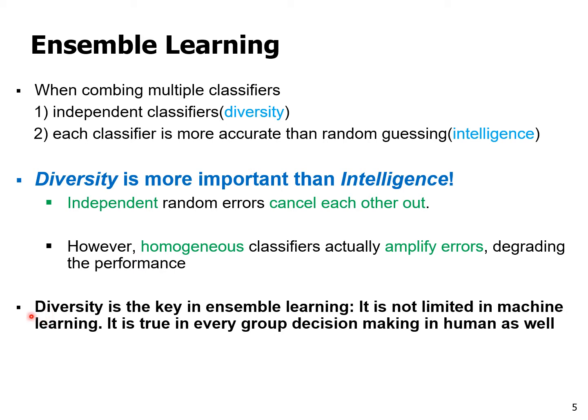So as I said, diversity is the key factor in ensemble learning. And actually, it is not limited to machine learning. It is also true in human decision making. This is a very important property in a group decision.